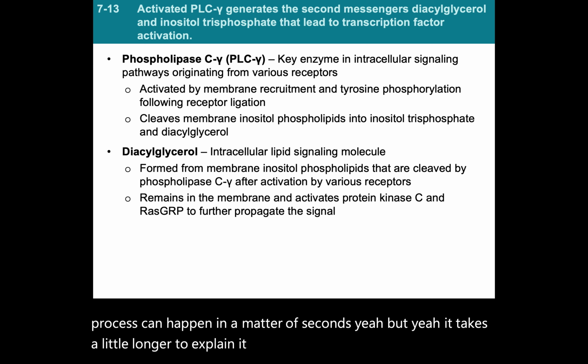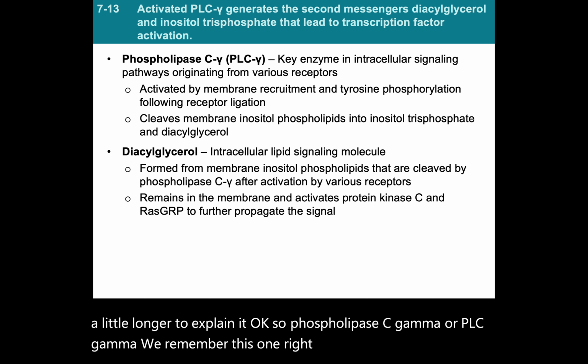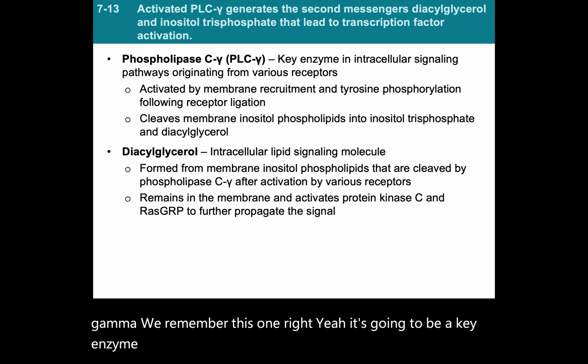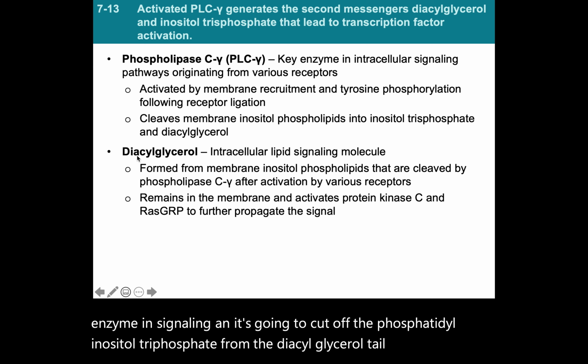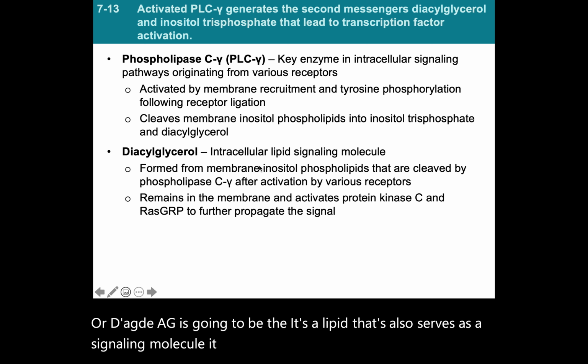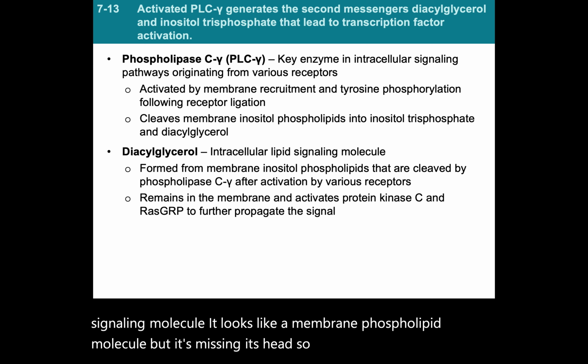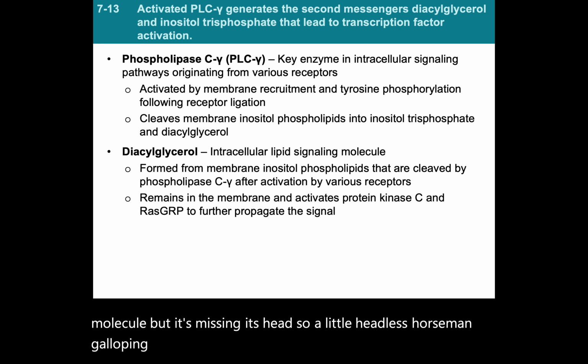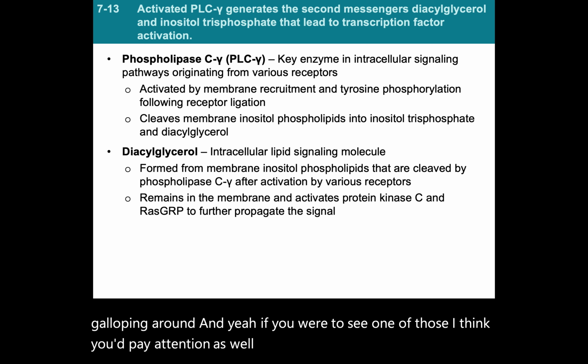Okay, so phospholipase C gamma, or PLC gamma, we remember this one, right? It's going to be a key enzyme in signaling, and it's going to cut off the phosphatidylinositol triphosphate from the diacylglycerol tail. And the diacylglycerol, or DAG, is a lipid that also serves as a signaling molecule. It looks like a membrane phospholipid molecule, but it's missing its head. So it's like a little headless horseman galloping around. And yeah, if you were to see one of those, I think you'd pay attention as well. The immune system certainly does.